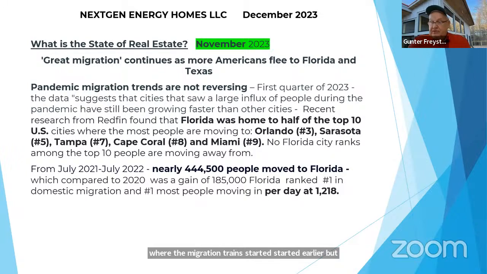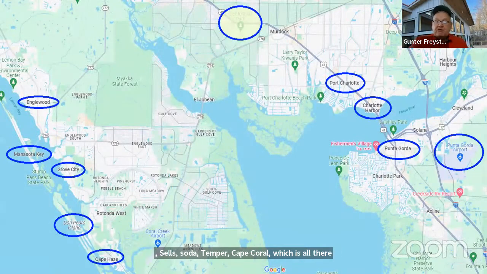So about 1,200 people moving every single day into our state. Our population neared already 30 million people in Florida. And among the top 10 cities where people are investing and want to live and work are 5 cities, which is Orlando, Sarasota, Tampa, Cape Coral, which is all there where we are on the West Coast, and of course, Miami. And this is the geographical area.